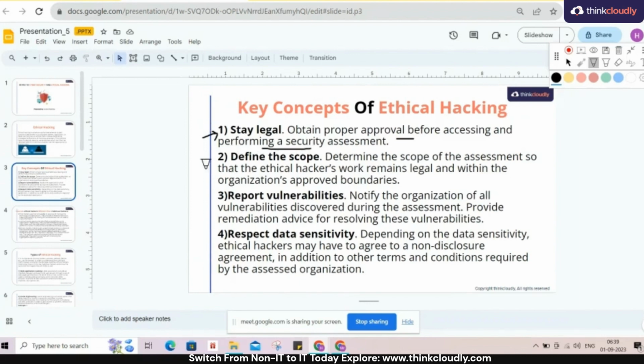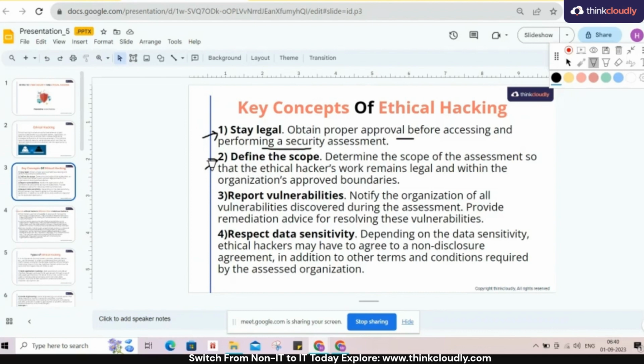The second part is to define your scope. Whenever you are hired by an organization, they will provide the scoping part. Suppose I have 20 websites, and I tell you to do security assessment on only 15 of them. The other 5 websites are related to internal things, so you don't have to perform security assessment on them. That is your scope.